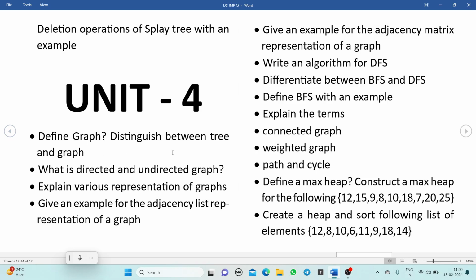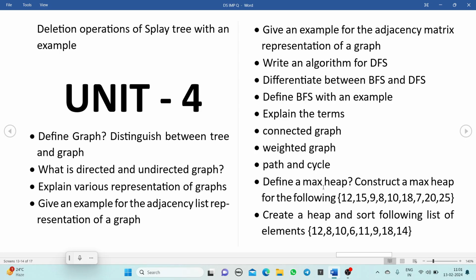Define graph, distinguish between tree and graph. What is directed and undirected graph? Explain various representations of graphs. Give an example for the adjacency list representation of a graph. Give an example for the adjacency matrix representation of a graph. And write an algorithm for DFS. Differentiate between BFS and DFS is said to be one of the important ones. And define BFS with an example. Explain the terms connected graph, weighted graph, path and cycle.